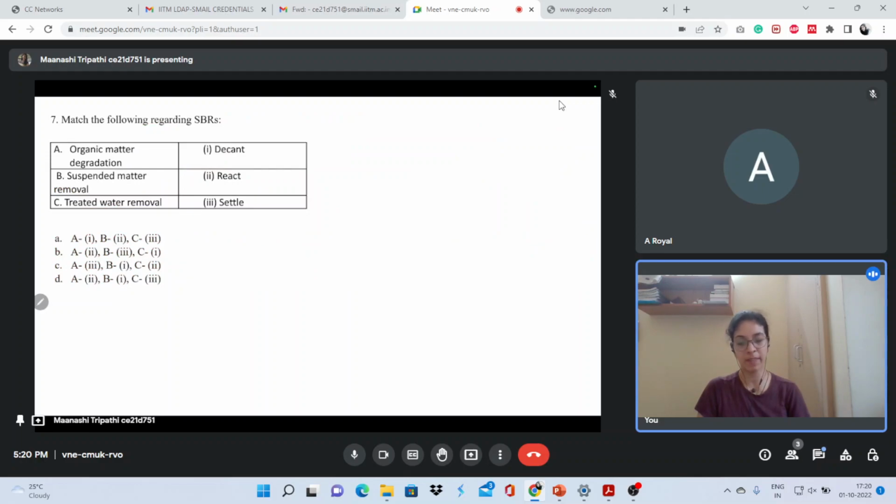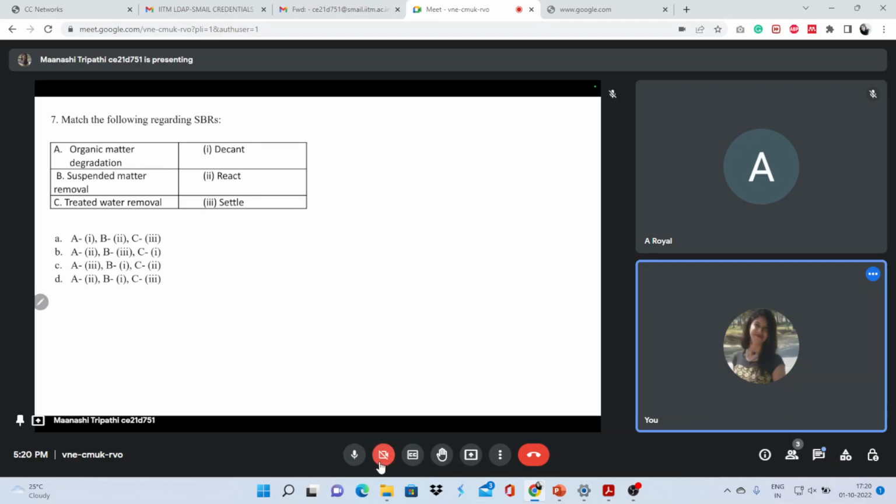This is question number 7. This is a matching type of question. Here we have to match regarding SBR. What will happen when? What happens in decant? What happens in react? What happens in settle? This you should answer. Organic matter degradation, suspended matter removal, or treated water removal. What happens in what phase? I've just explained the various phases of SBR. You can answer in the chat box.